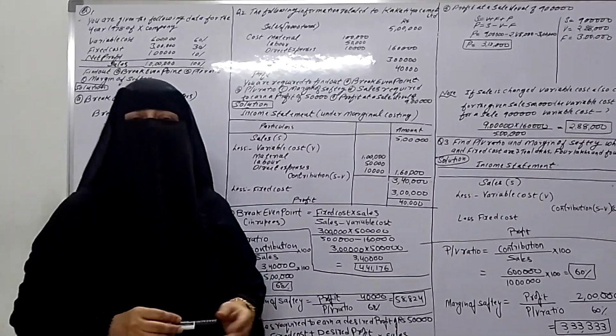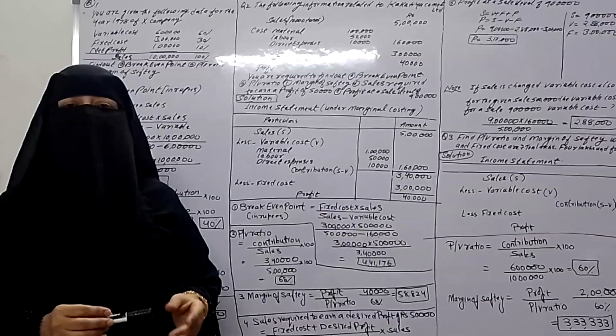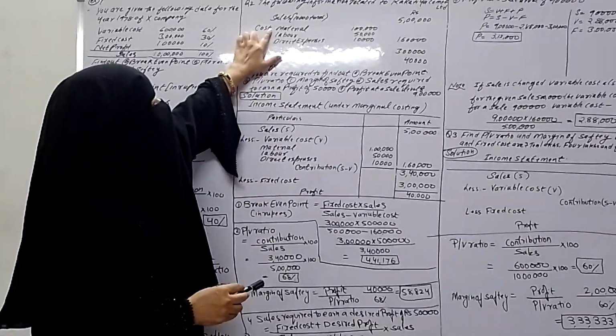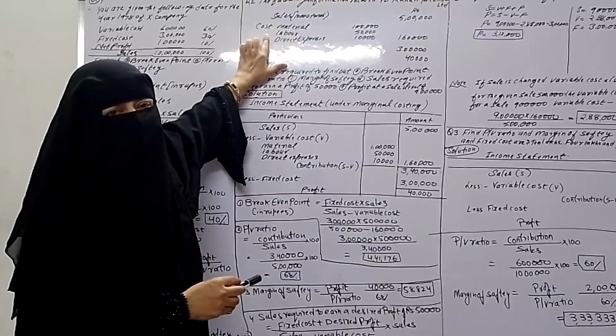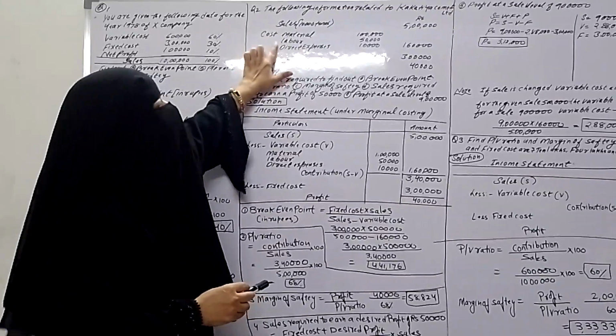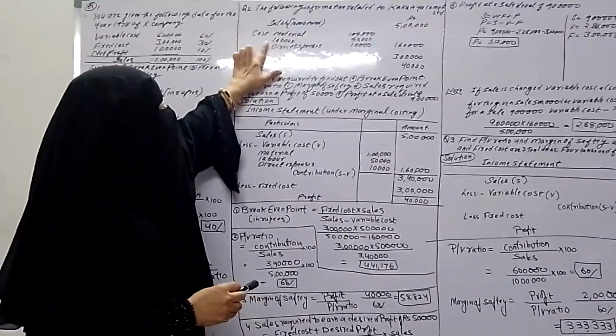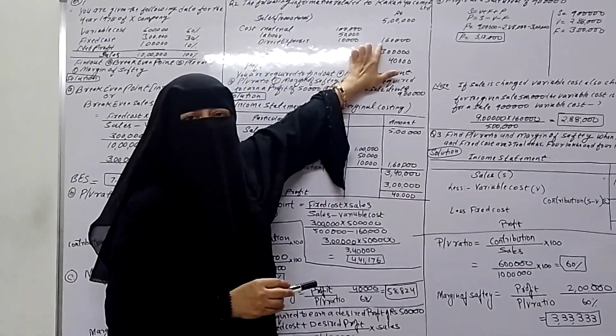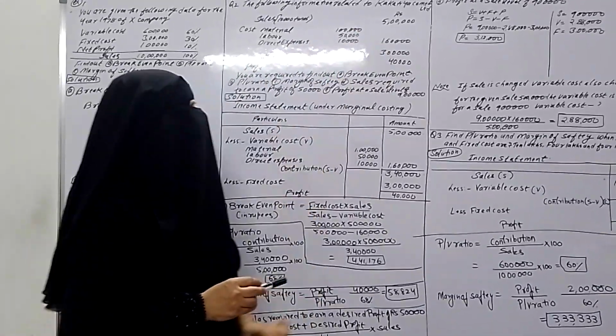In my last video, I explained what are the components of marginal variable cost. The components of variable cost are material, labor and direct expenses. So here cost is given: material, labor, direct expenses. So this is your variable cost. Total of these three, 1,60,000. This is our variable cost.